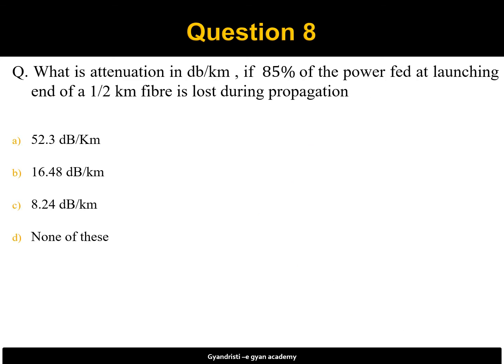Question number 8 is, what is attenuation in decibel per kilometer if 85% of the power fed at launching in a 1.2 kilometer fiber is lost during propagation? So here we have to calculate the attenuation, and we know that the expression for attenuation in decibel per kilometer is 10 by L log Pi by P0, where Pi is the input power and P0 is the output power.